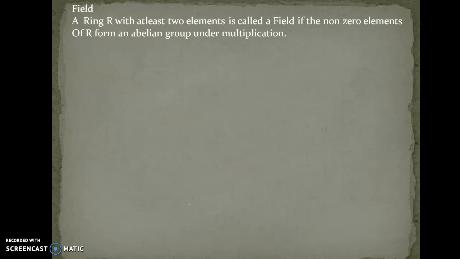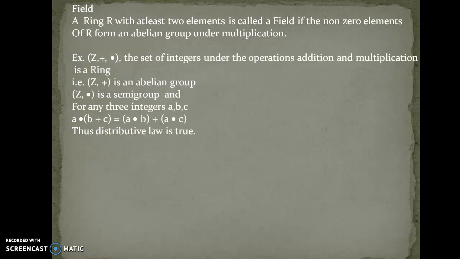Next is the concept of field. Now a ring is a field if it has the properties of commutativity and a unit element under multiplication. So it forms an abelian group under multiplication, along with the existence of identity under multiplication. So a field has a change over here with respect to an integral domain.